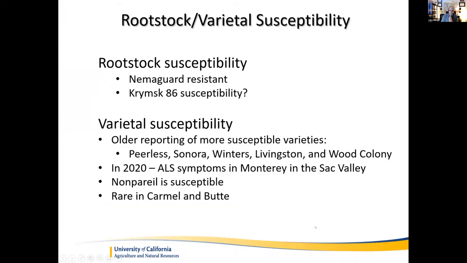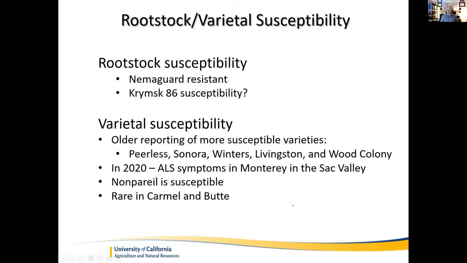In terms of some differences with trees we have out there, we don't have much Nemaguard in the Sacramento Valley, but it is resistant. So the variety on top of Nemaguard roots can get infected, but then the infection will typically just die out because the Nemaguard roots are resistant. We don't really know anything about the Krymsk 86 susceptibility, which is the dominant rootstock we have now, but that's being investigated. And I suspect that it is susceptible.